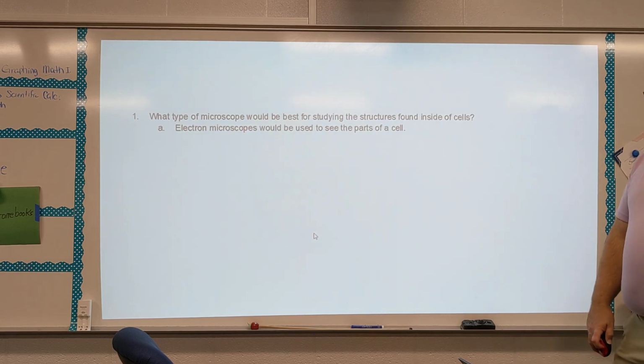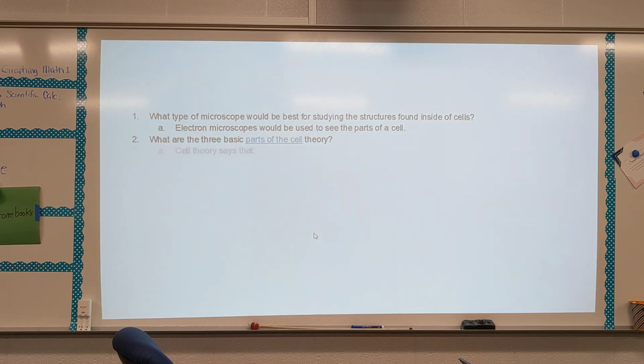What do the organelles look like? It depends on which one. Do they have a general shape, or do they all have really specific shapes? They're all kind of specific in their shape.